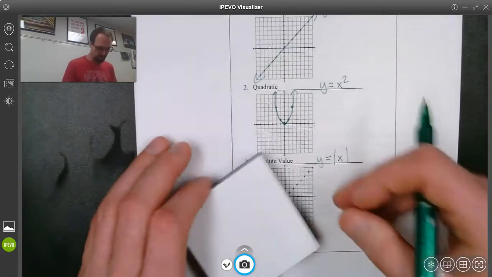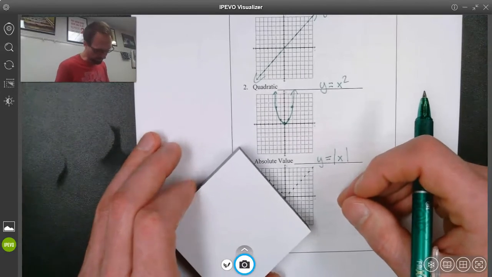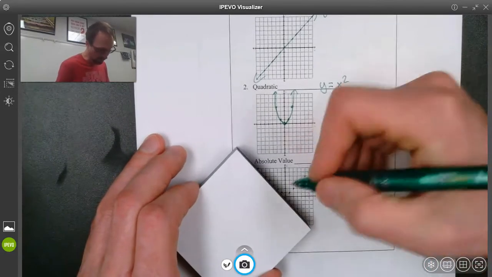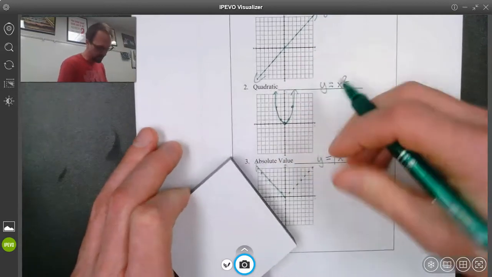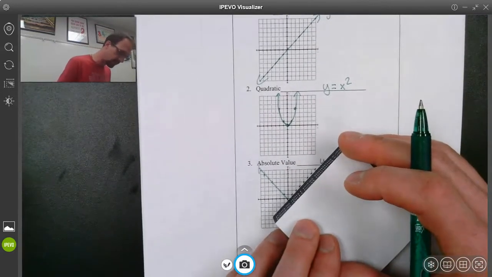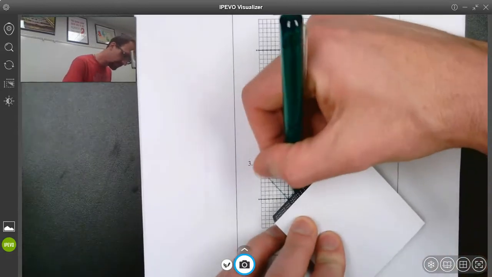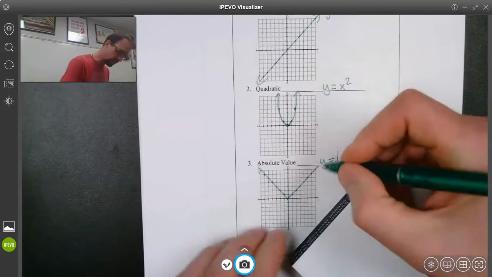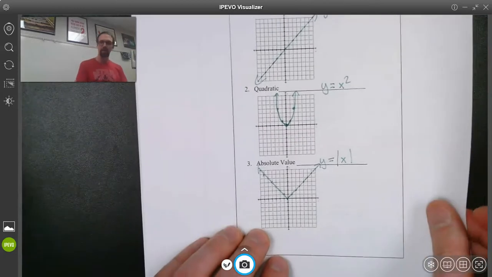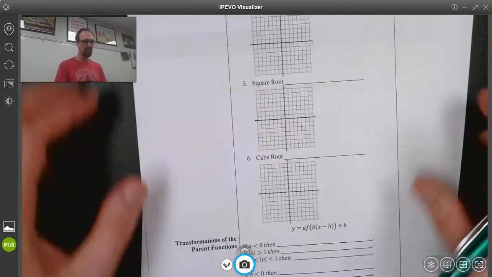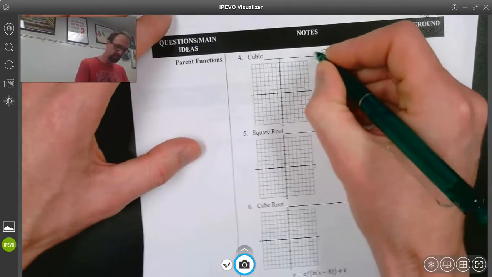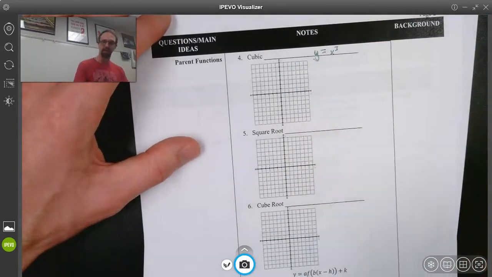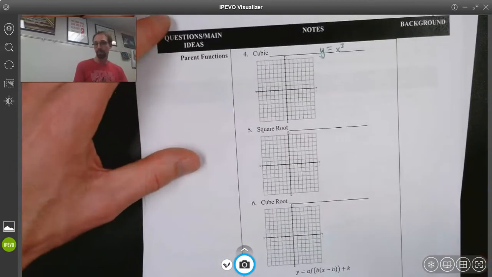So again, the toolbox is just really the basics of all of these. Knowing these, and then knowing what the transformations do, is key to being able to graph them effectively, and understanding on the equation level what's happening with them. Cubic, so this is going to be y equals x cubed. Remember, these are all functions that we're working with, so instead of y, this could be f of x. Same thing.